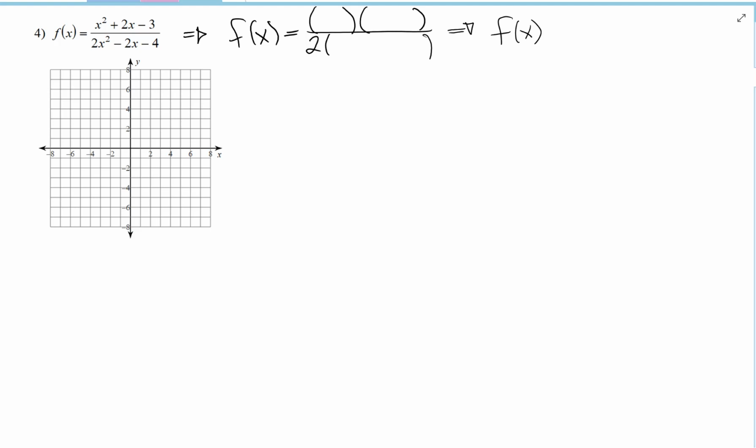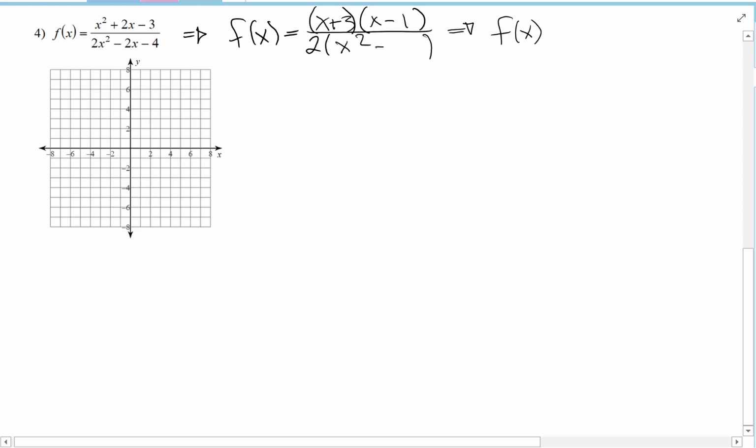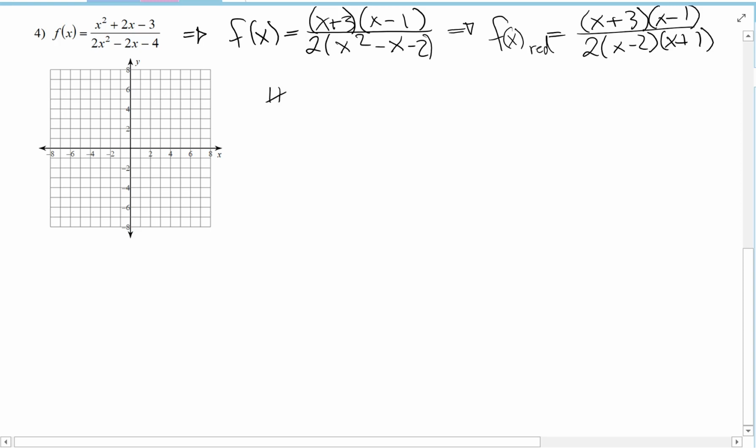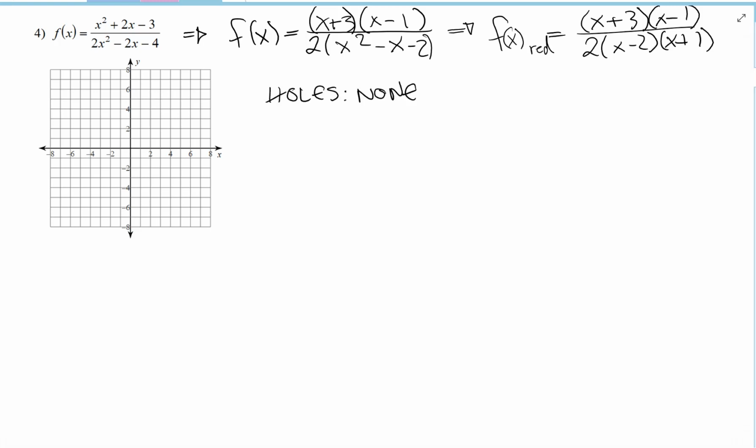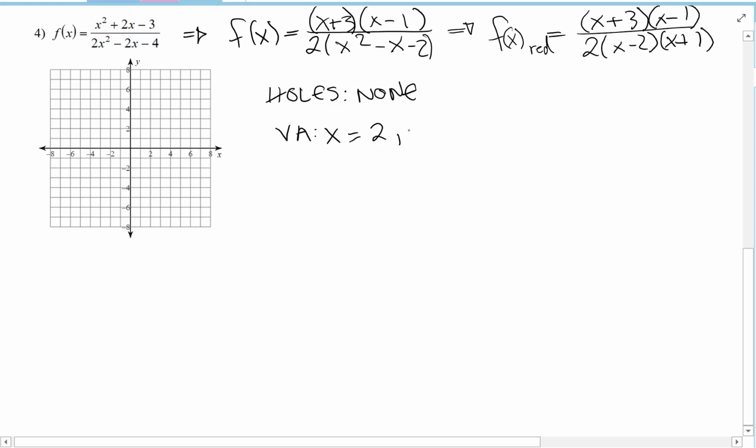Our last problem, we're going to make sure to factor it first. So +3 and -1. And then once we take out that 2, we'll have x squared minus x minus 2, which will also factor. That becomes x minus 2, x plus 1, and nothing reduces. Nothing is going to reduce out of the original, so we have no holes. Vertical asymptotes are whatever makes that denominator equal to 0, so x equals +2 and -1.